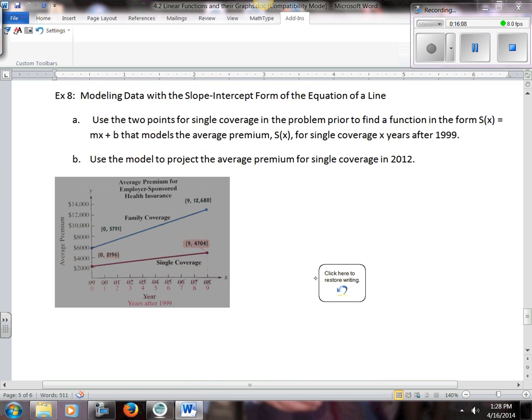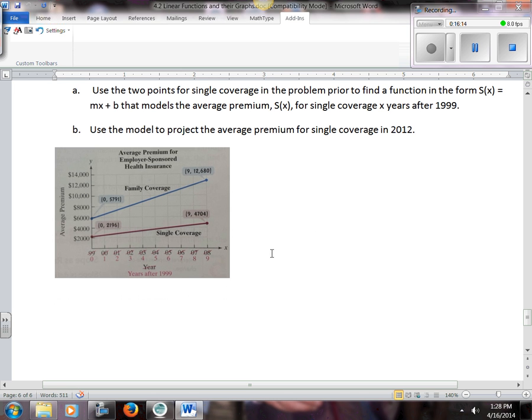Last one. Modeling data with the slope-intercept form of the equation of the line. We're going to use the 2 points for single coverage in the problem prior to find a function in the form s of x equals mx plus b that models the average premium s of x for single coverage x years after 1999. Use the model to project the average premium for single coverage in 2012.